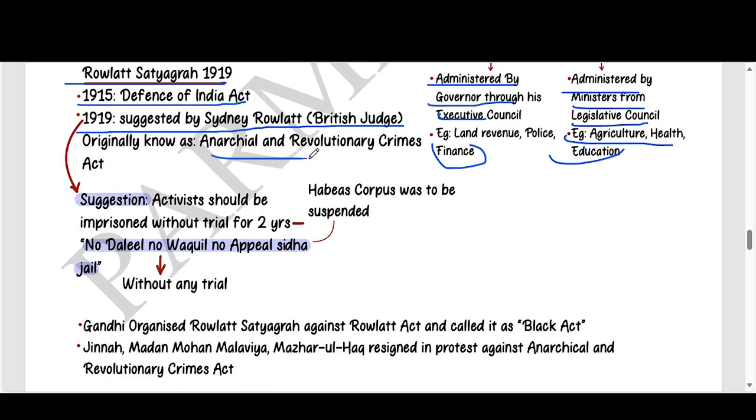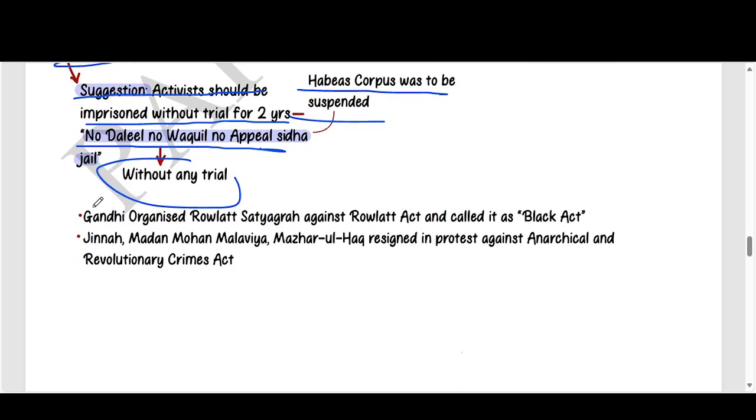Rowlatt Satyagraha, 1919. The Defence of India Act of 1915 was followed by the Rowlatt Act of 1919, suggested by Justice Rowlatt, a British judge, originally known as the Anarchical and Revolutionary Crime Act. It suggested that activists could be imprisoned without trial for two years, with no daleel, no vakil, no appeal, straight to jail without any trial. Habeas corpus was to be suspended. Gandhi organized the Rowlatt Satyagraha against the Rowlatt Act and called it the Black Act.